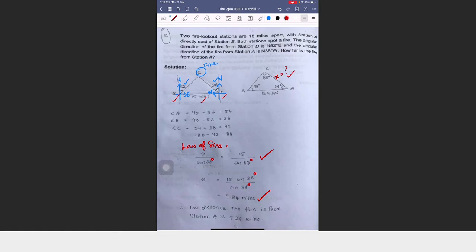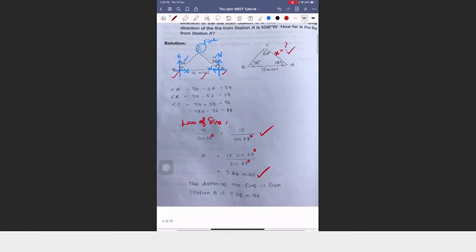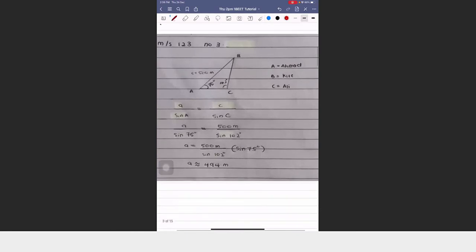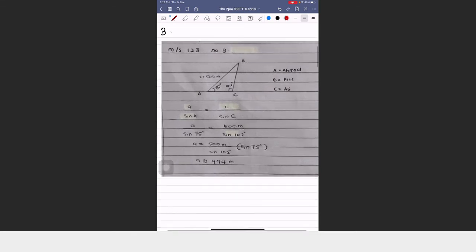Any questions? So this is question 2. If you have a question, please ask. Then let's move on to the next one. This is Nabila, for question 3.